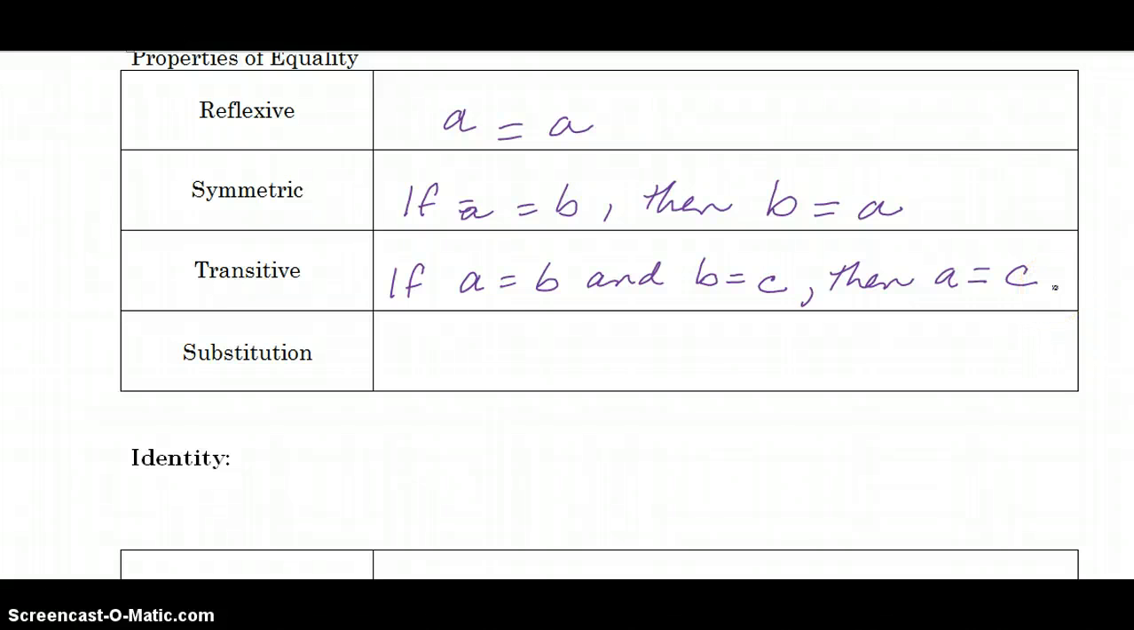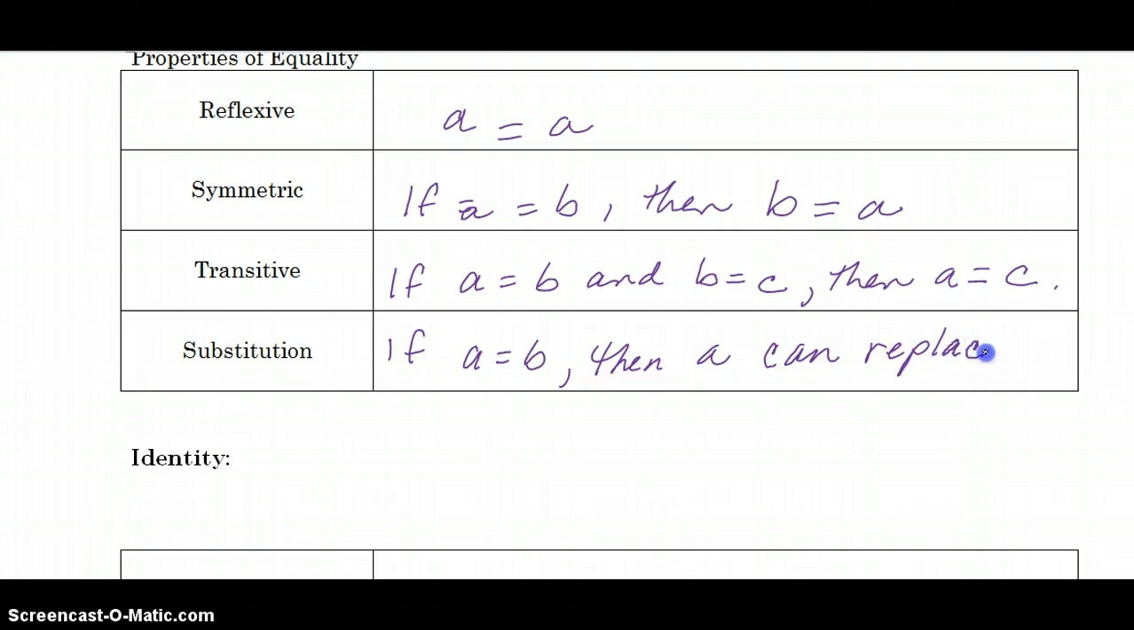The substitution property says if A equals B, then wherever you see an A, it can be replaced with B and vice versa. So A can replace B, or B can replace A. Vice versa means it's interchangeable. A can replace B, B can replace A.